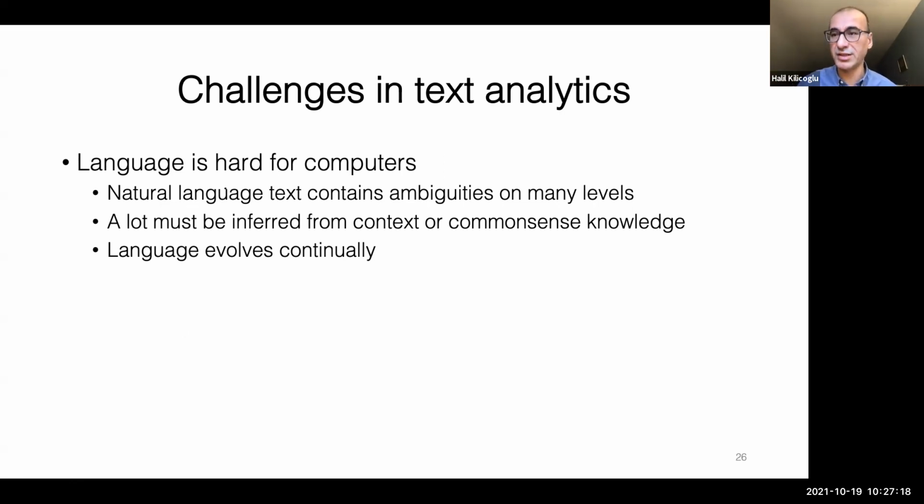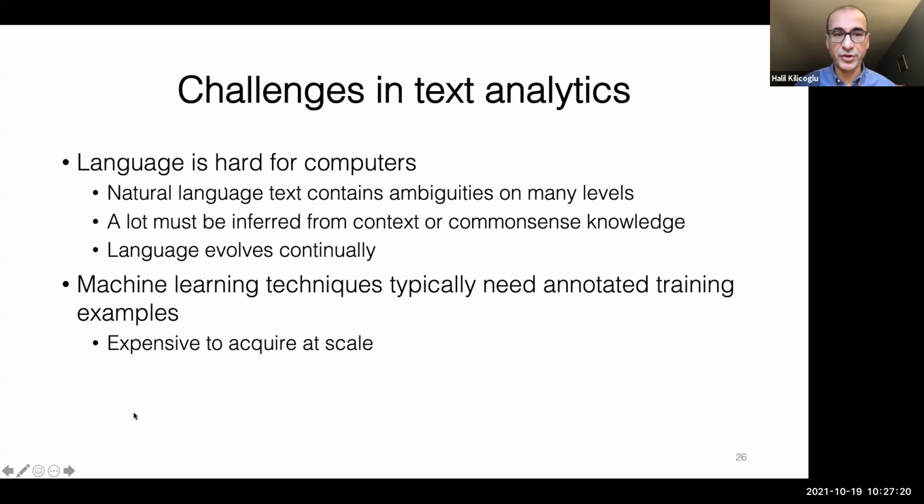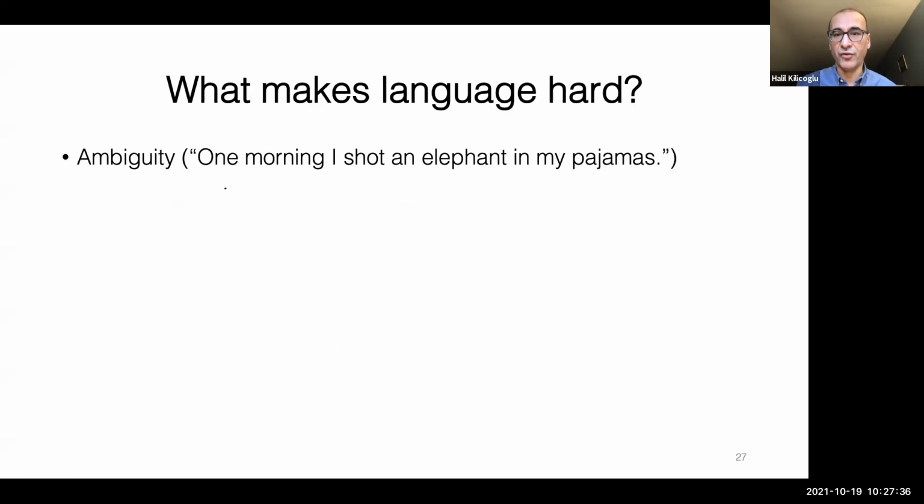So this is the kind of thing that computers have a hard time with. And machine learning techniques that we use for modeling generally need a lot of data for them to be able to learn something. And generally, we need expertise for this, and it's hard to come by often.